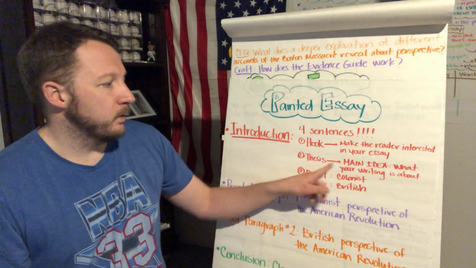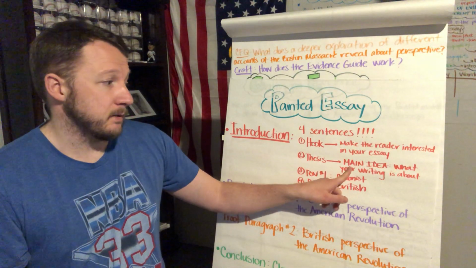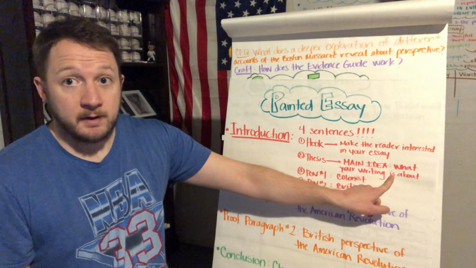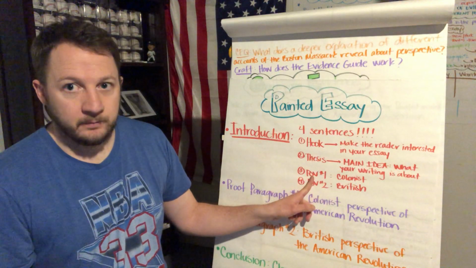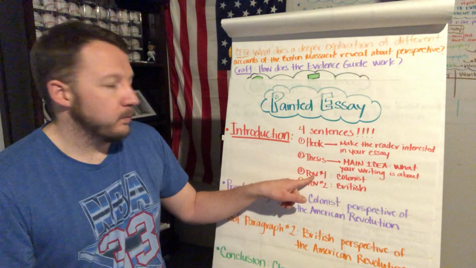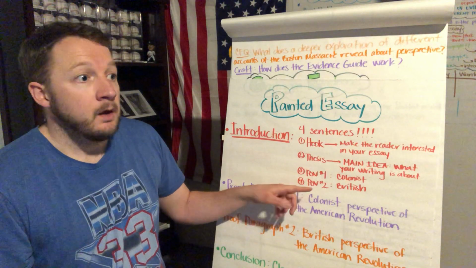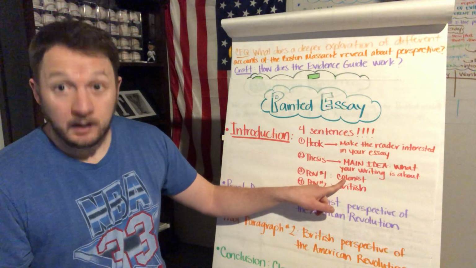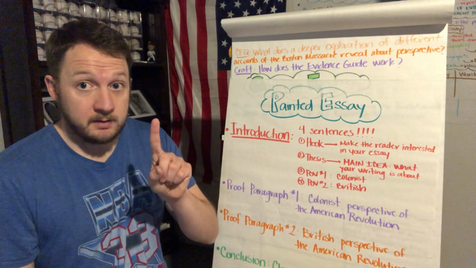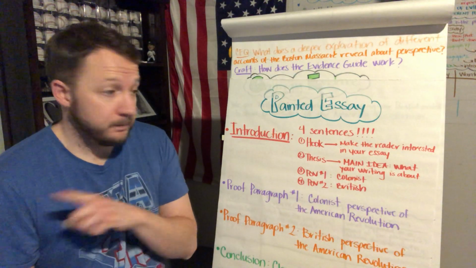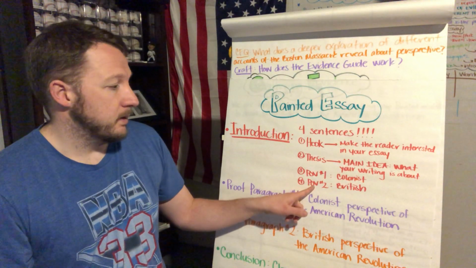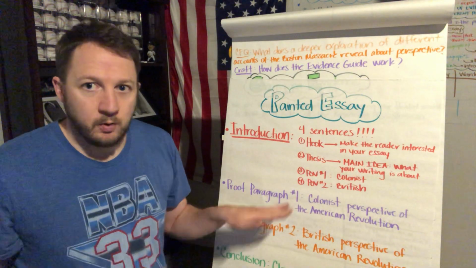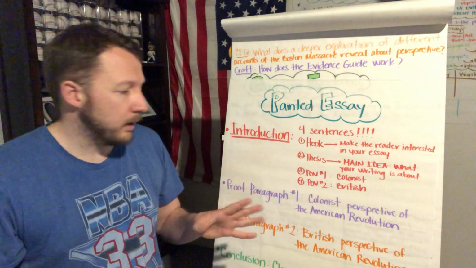The second sentence is your thesis, aka your main idea sentence, where it tells your reader what you're writing about. You've gotten their attention, now you're telling them what you're writing about. Sentence 3 is your first point of view sentence. Point 1 here is going to be the colonist perspective, so you're going to write one sentence that states the colonist perspective. Then sentence 4 is the British perspective. So one sentence about the British perspective, and then you are out. That is your introduction.